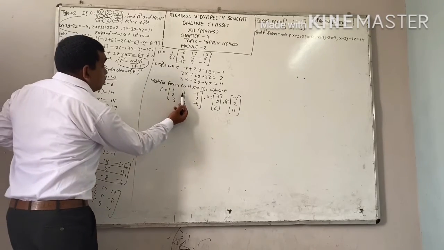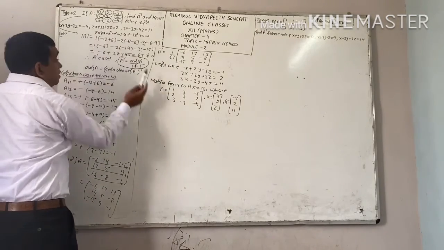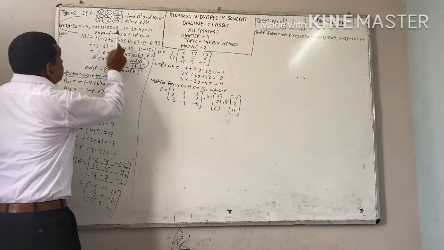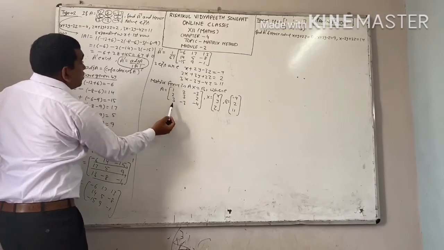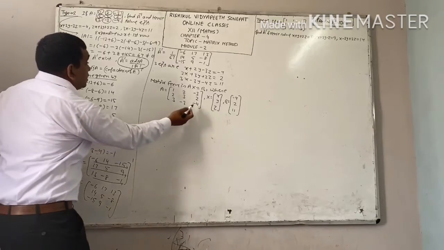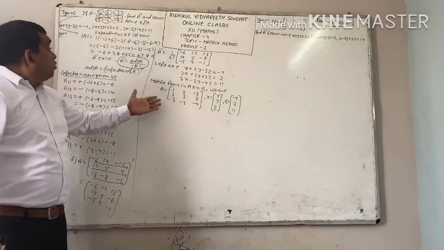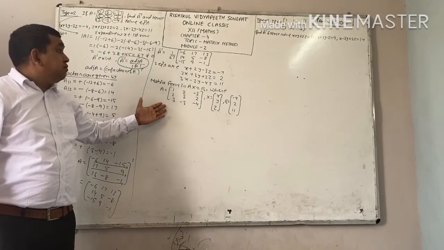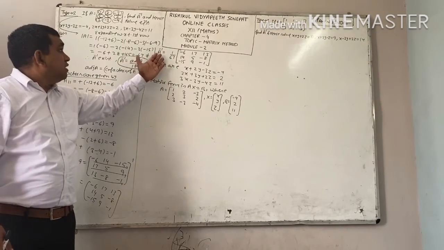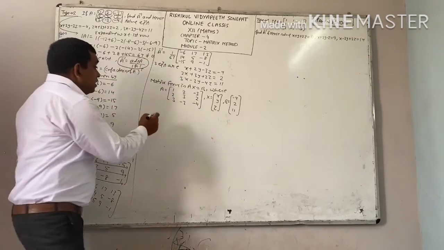Check the first row: 1, 2, minus 3, same. Second row: 2, 3, 2, same. Third row: 3, minus 3, minus 2, same. It means on both sides the value of A is the same. Therefore, A inverse will also be the same.